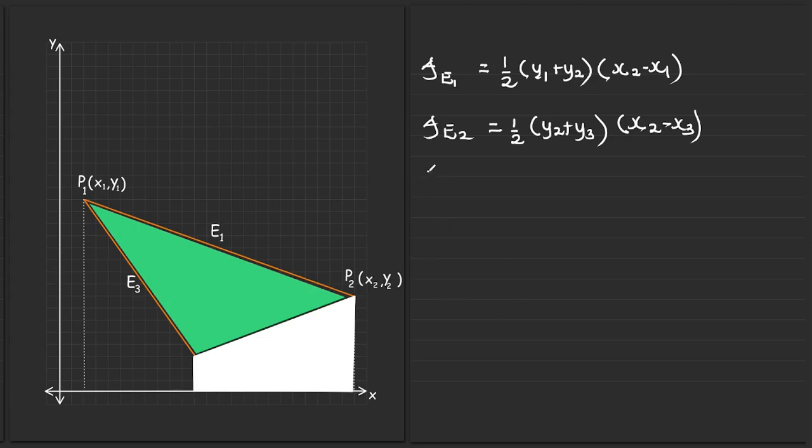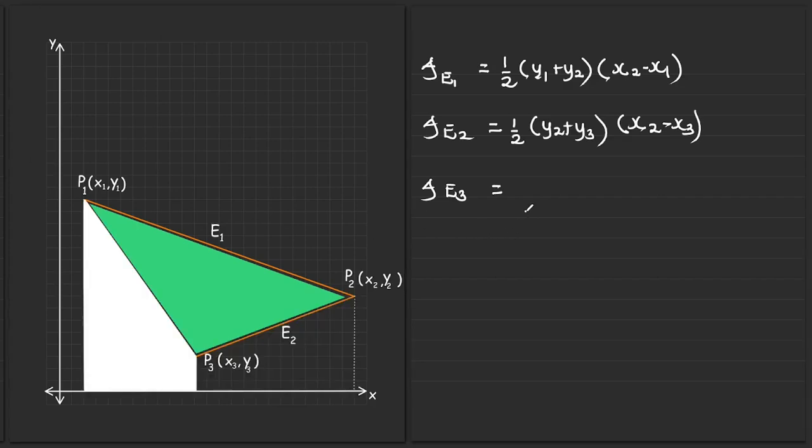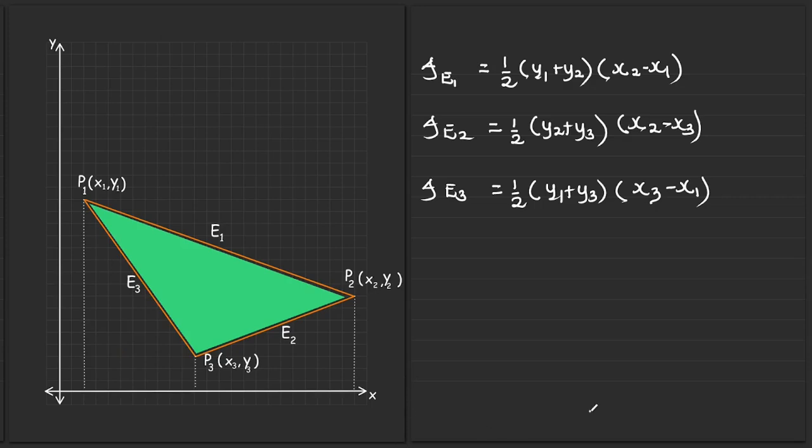Then we now come to the area formed by E3. So for E3 as well, we are going to say we have half of y3 and y1. So y1 plus y3, then the difference between the x's. So x3 minus x1. So this is what we have now. With all this done, let's try our very best to simplify these equations we have over here.